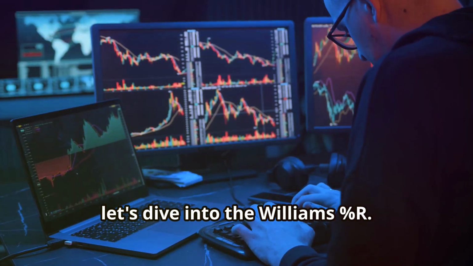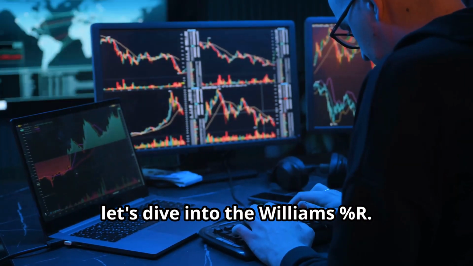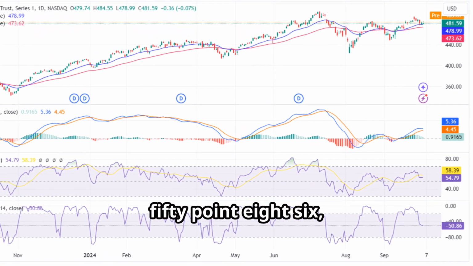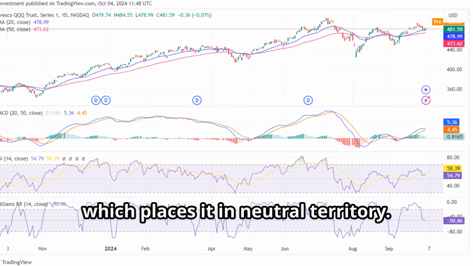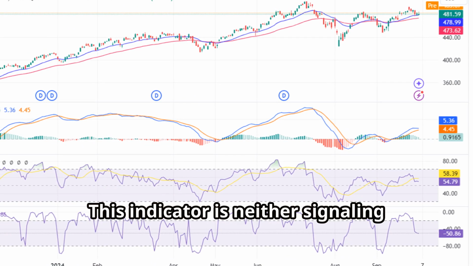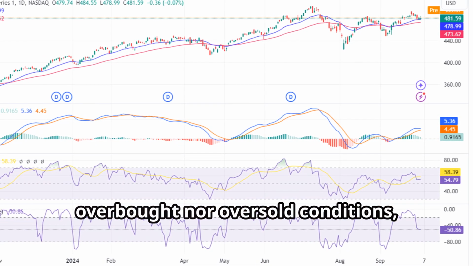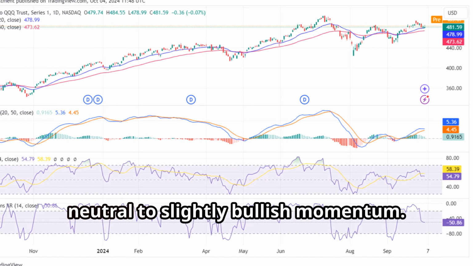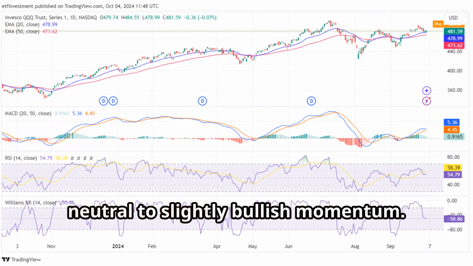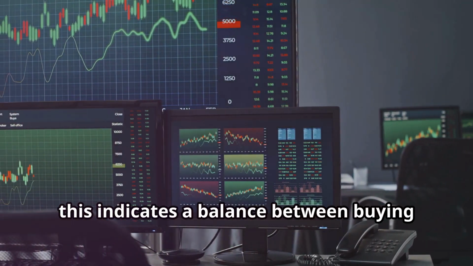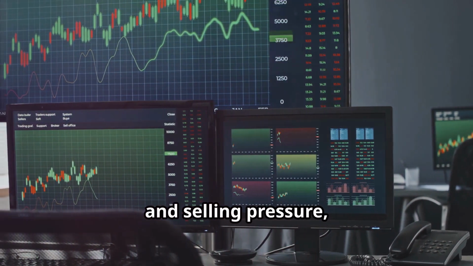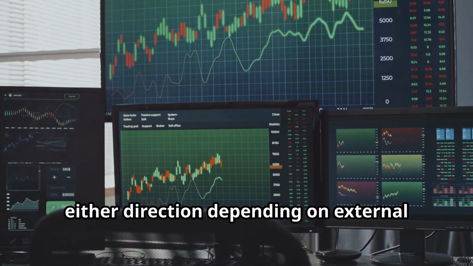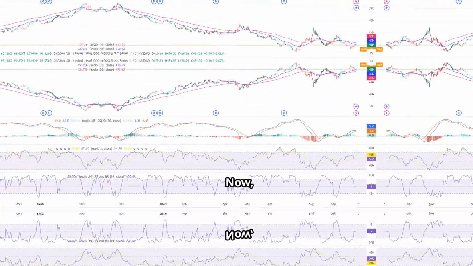Let's dive into the Williams %R. The Williams %R is currently at negative 50.86, which places it in neutral territory. This indicator is neither signaling overbought nor oversold conditions, aligning with the RSI's suggestion of neutral to slightly bullish momentum. Basically, this indicates a balance between buying and selling pressure, and further price movement could go in either direction depending on external factors or market sentiment.